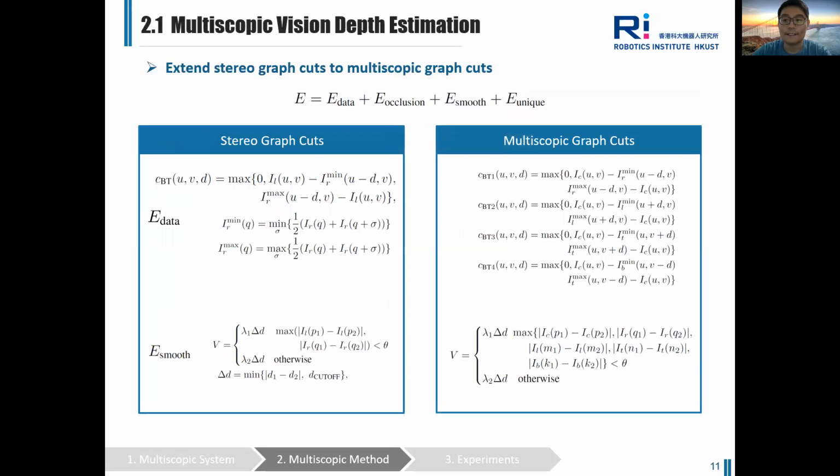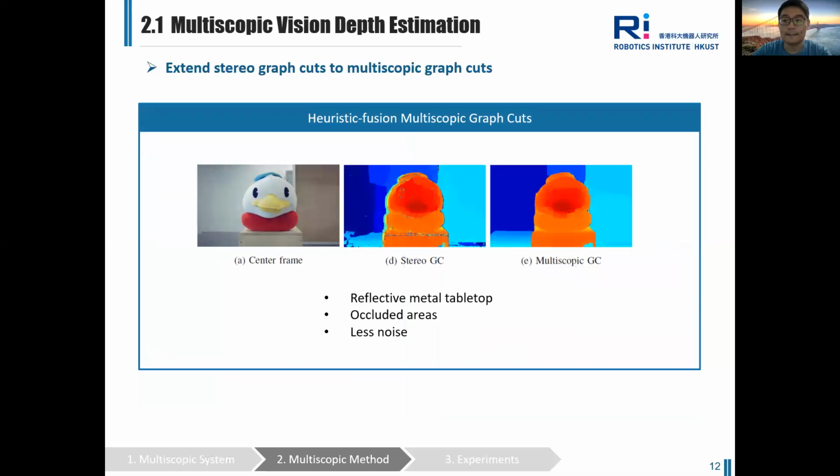With this heuristic theorem, we extend the stereo graph cut to multiscopic graph cut by changing the data term and changing the smooth term. The smooth term now considers the smoothness in all images. From the results, we can see from stereo graph cut to multiscopic graph cut, the depth map is more accurate and there is less noise, especially in reflective metal tabletop and occluded areas.